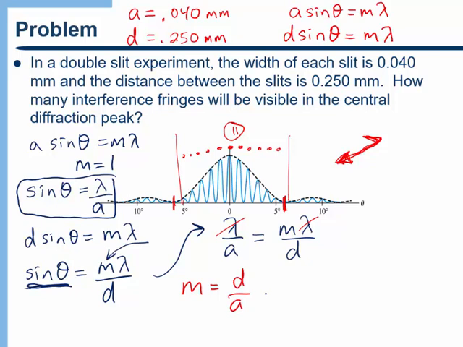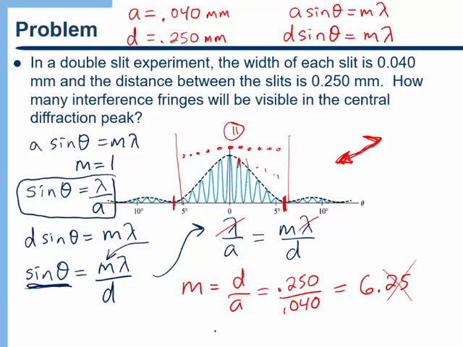Now if we figure that out numerically, we get 0.250 divided by 0.040. Notice both of those are in millimeters, so I don't need to convert. And what I get for my answer is 6.25. So now I've got to correctly interpret that. What I found is that I got 6 dots to the right of the central maximum, so 1, 2, 3, 4, 5, 6, but I didn't get to 7. So that 0.25 doesn't mean anything, because I've got to get an integral number of m.